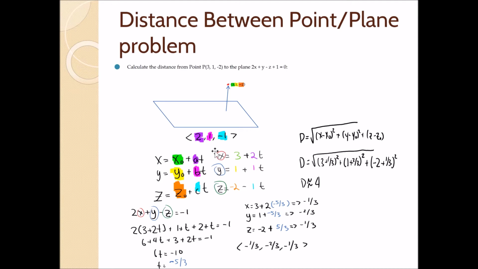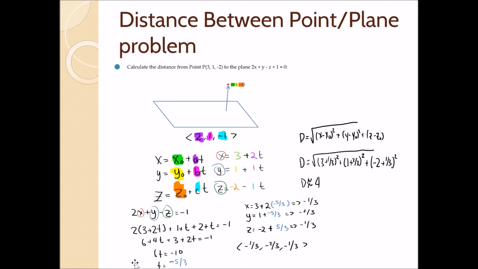It's x, y, and z, where x is 3 + 2t, y is 1 + 1t, and z is -2 - 1t. So to find the distance, we can do the point of intersection here. We will find where the line meets the plane. We'll plug this parametric equation into the equation for the plane. So we have x, y, and z represented here. You can see through the color coding.